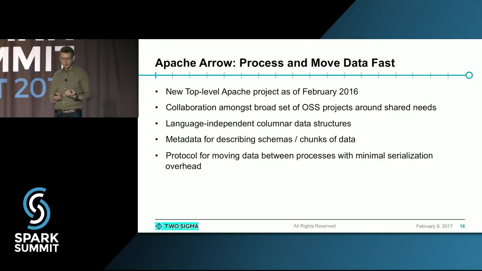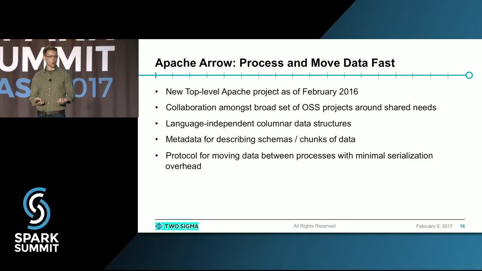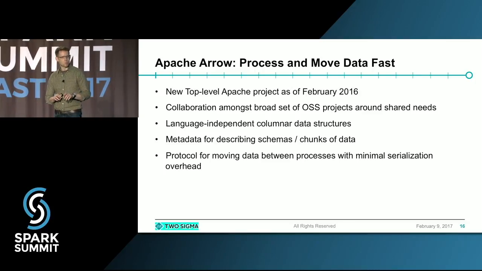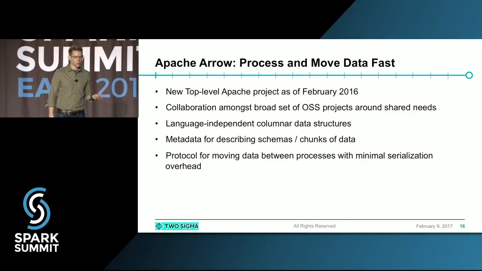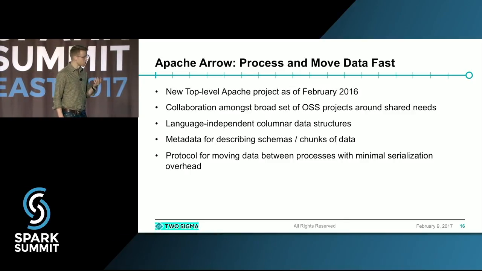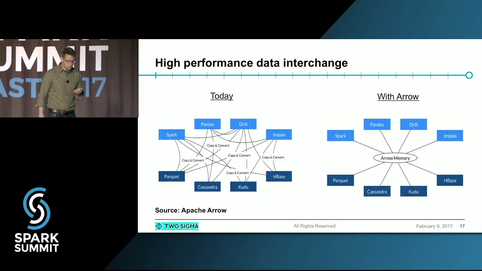So these days, taking advantage of modern hardware, GPUs, CPU intrinsics, we'd like to be able to put this data on the GPU and do parallel computation on it, or take advantage of SIMD instructions in modern CPU architectures. So Apache Arrow was a collaboration born out of this shared need for moving data around fast and being able to process it really fast in memory.